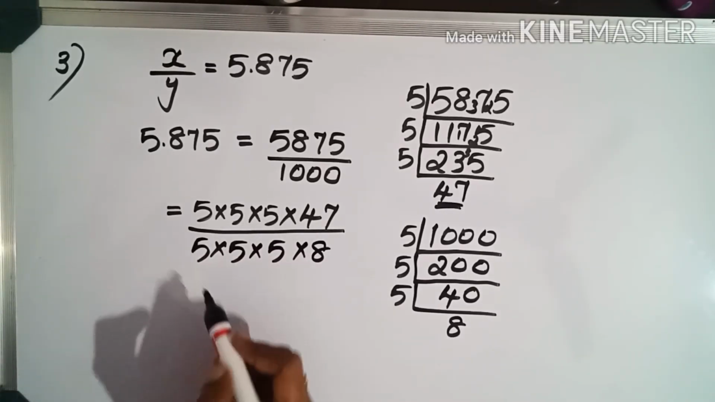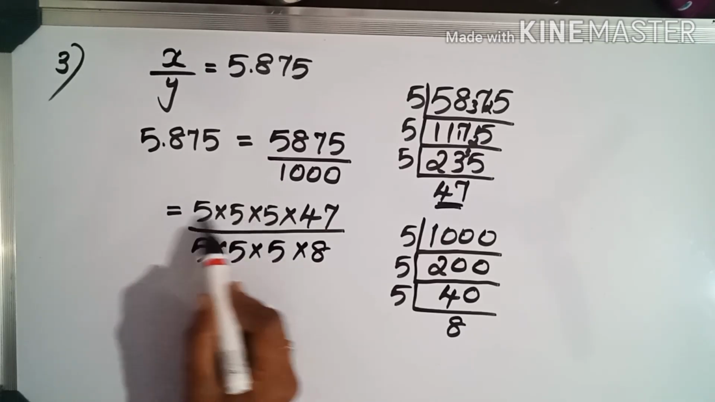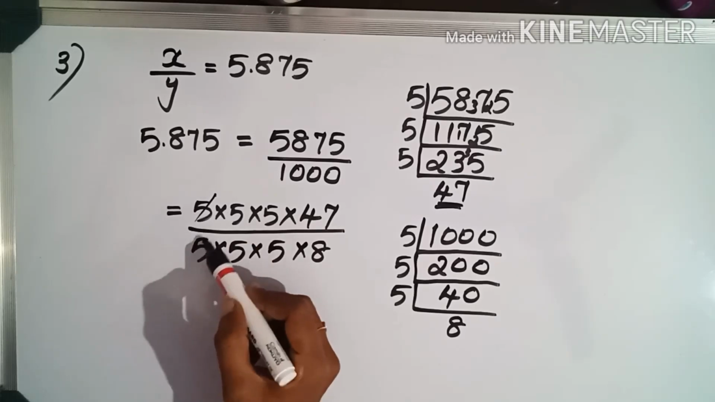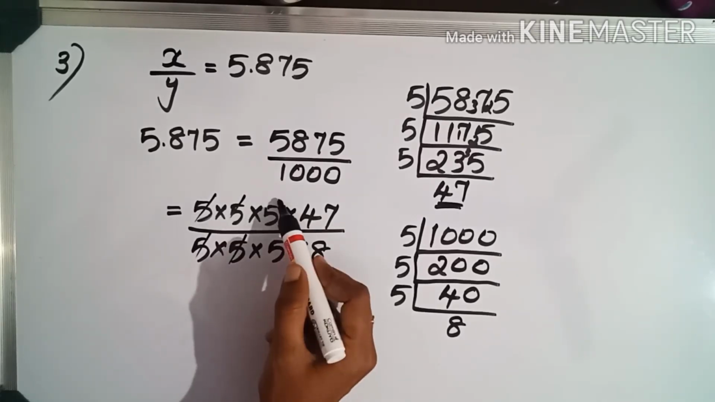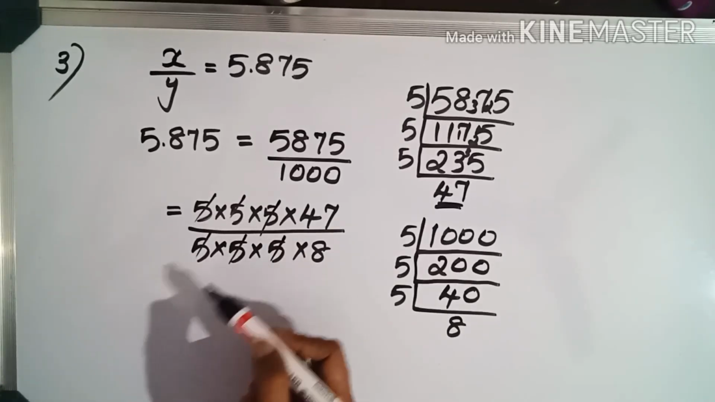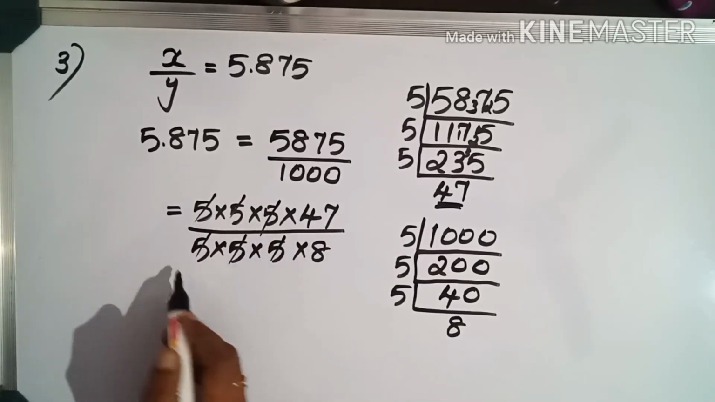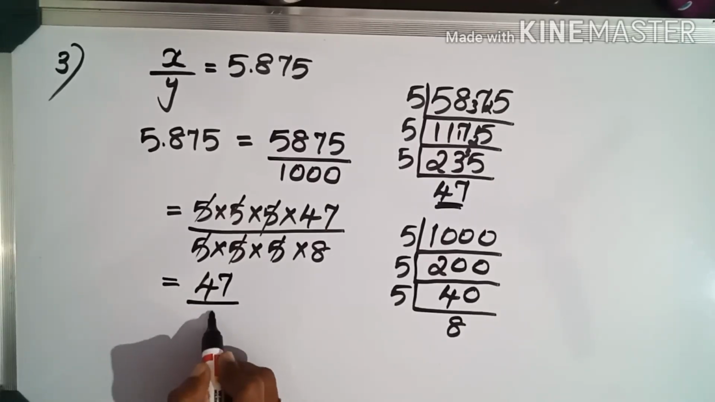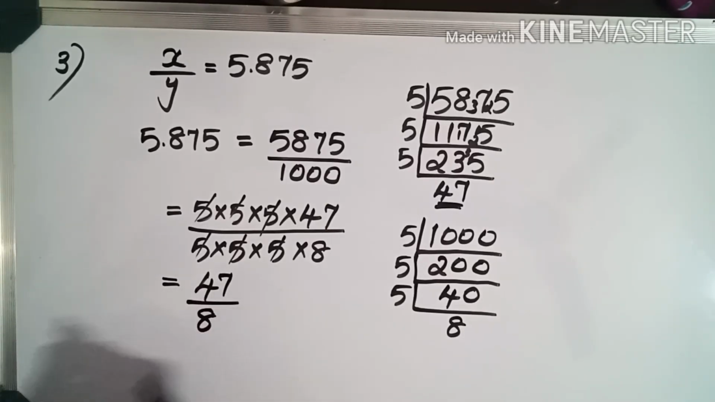Now here you can see 3 5s in the numerator and 3 5s in the denominator. That we can cancel like this. One from numerator, one from denominator, one from numerator, one from denominator, like this. So the remaining number is what? 47 by 8.